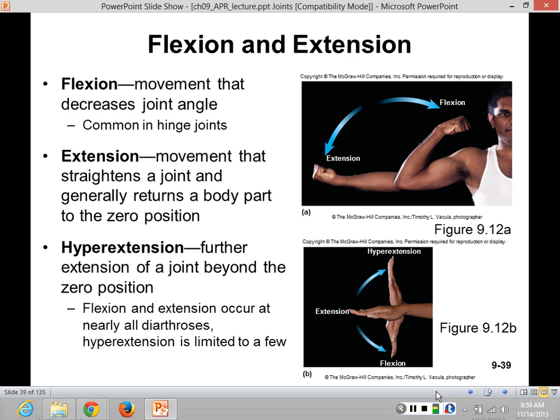Flexion and extension occurs in nearly all diarthrosis. Hyperextension is limited to what? A few. Okay. Can you hyperextend your elbow? You can't do it. You cannot hyperextend your elbow, right? Okay. Why?